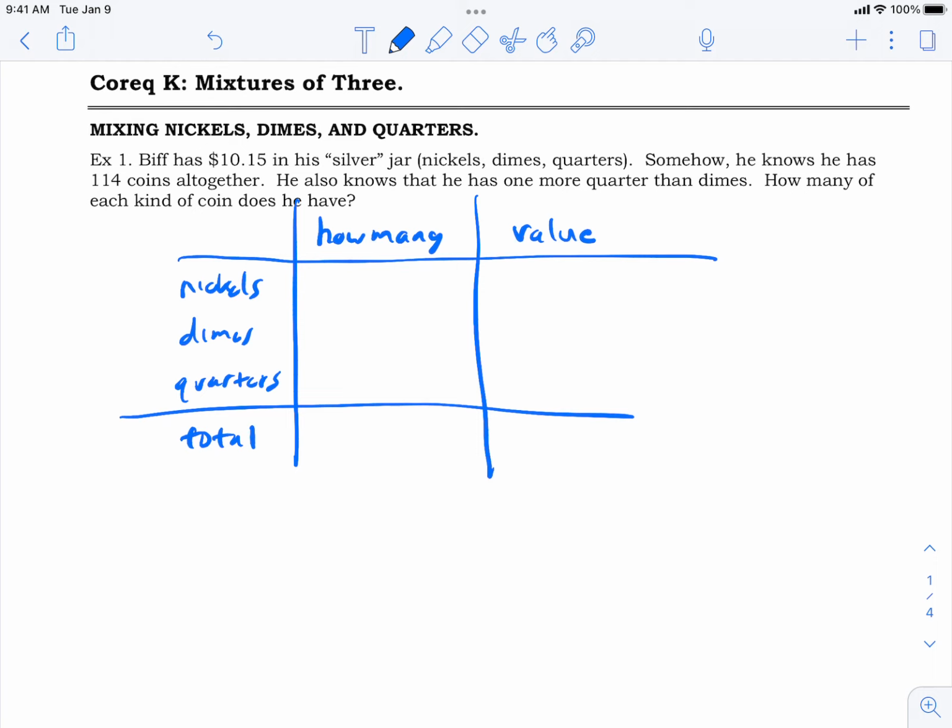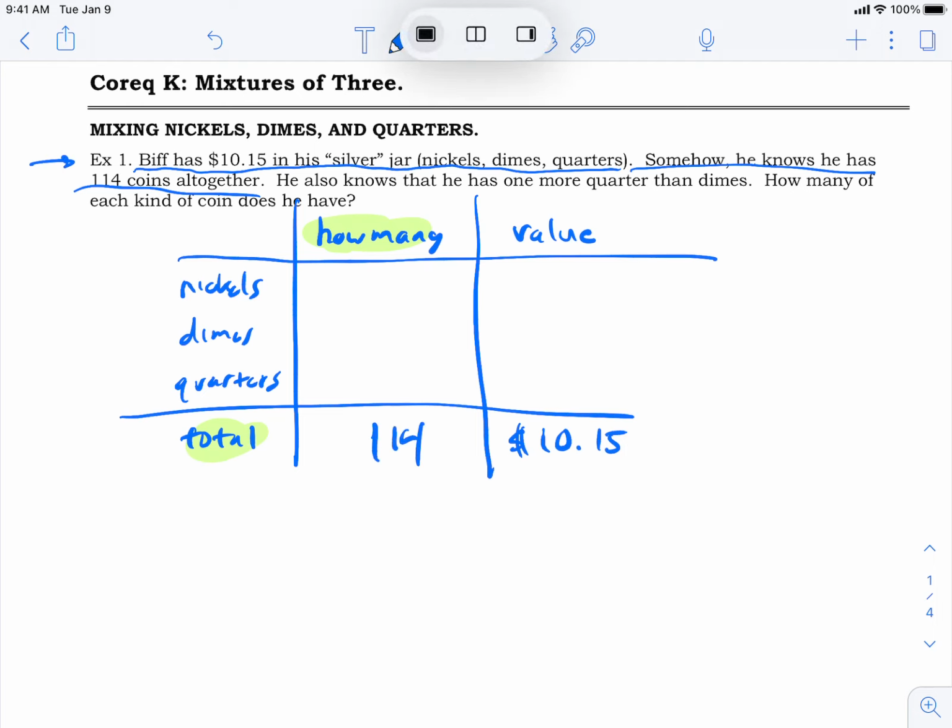Okay, so I've got my table set up. Now I like to come back up here and ask, what are they telling me directly? They're telling me it adds up to $10.15 altogether. So the value of the whole collection is $10.15. I will put that right there. Cool. So that's getting us started. Are they telling us anything else? He knows he has 114 coins altogether. How many altogether is 114 coins? Okay, they're telling us that pretty directly, I suppose.